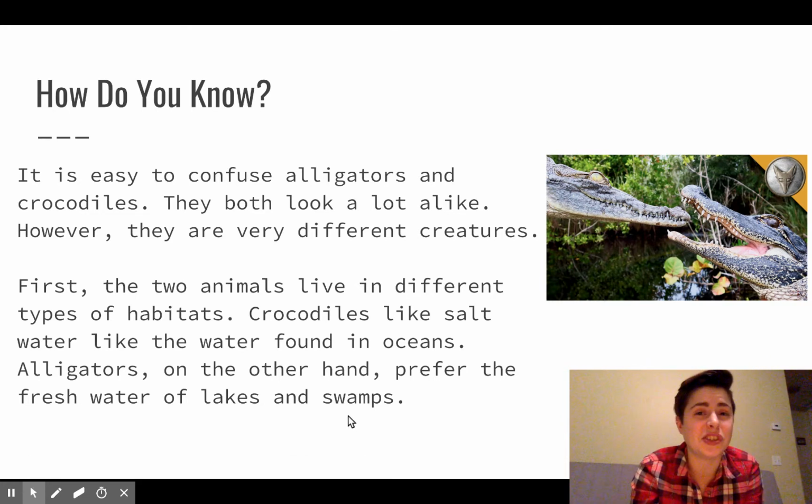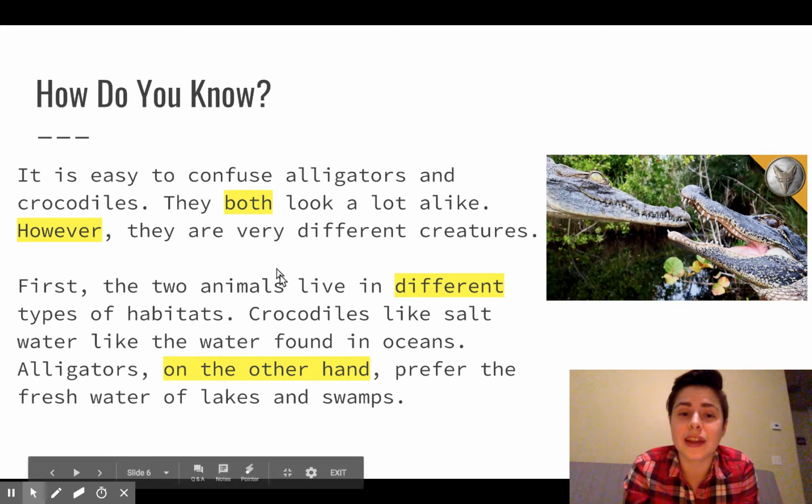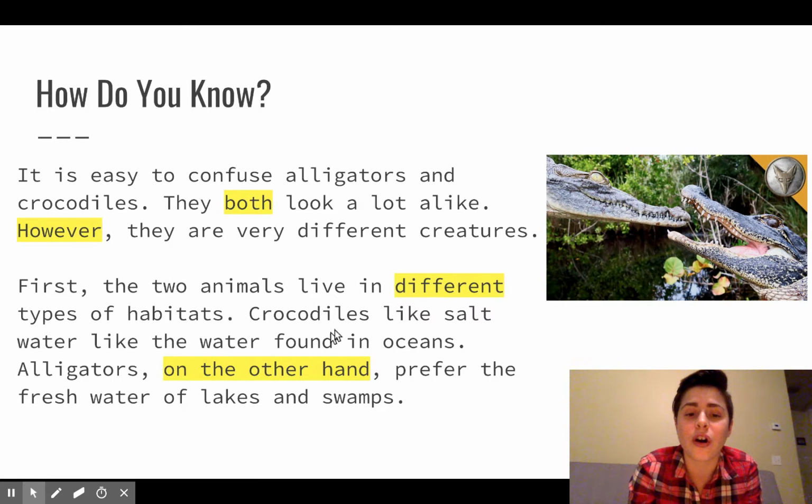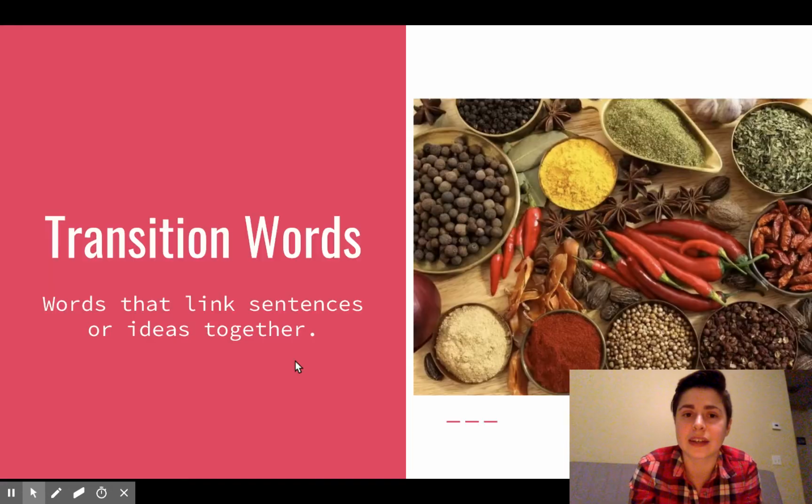Do you see them? Do you see all of them? Let's take a look. If you said, yes, I saw all four of them, then you are correct. These highlighted sections are all transition phrases that you can use to show comparing and contrasting.